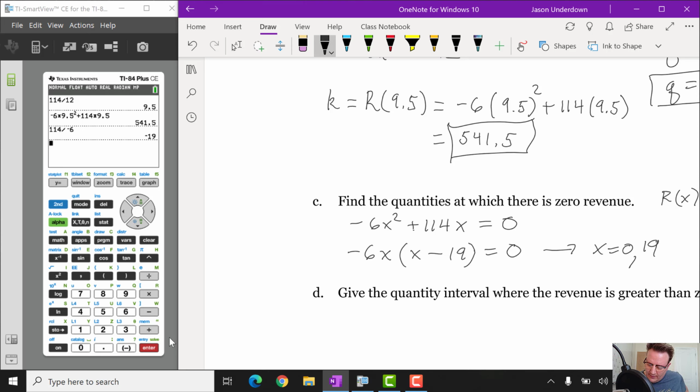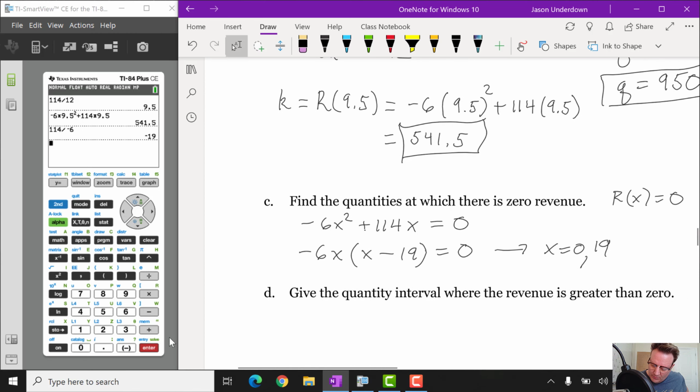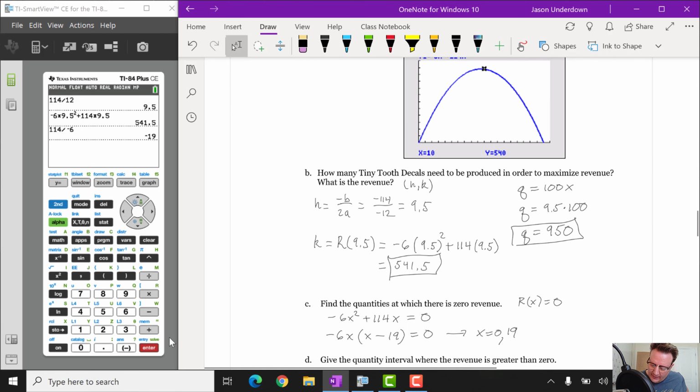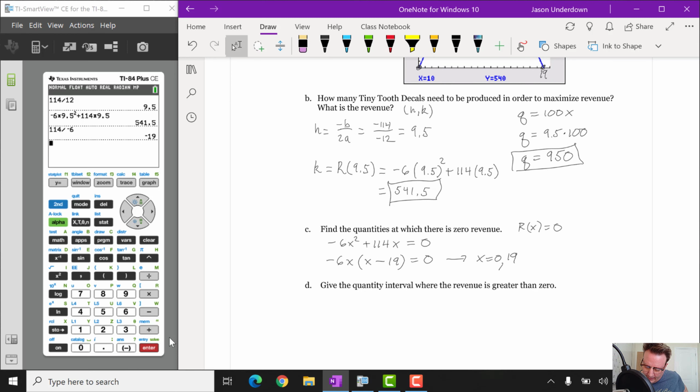Okay, yeah, and that agrees with our graph, doesn't it, from above? Yeah, this point right here is 19. This end point, and this is 0. Okay, so yeah, our revenue will be 0 if we sell 0, and again, it will be 0 if we sell 19.